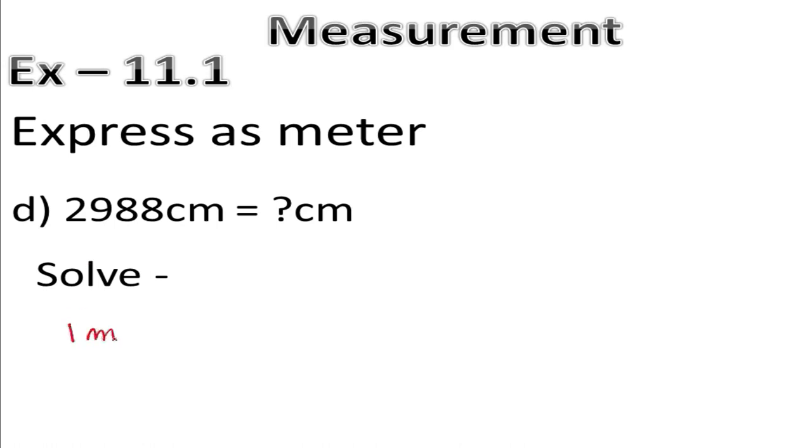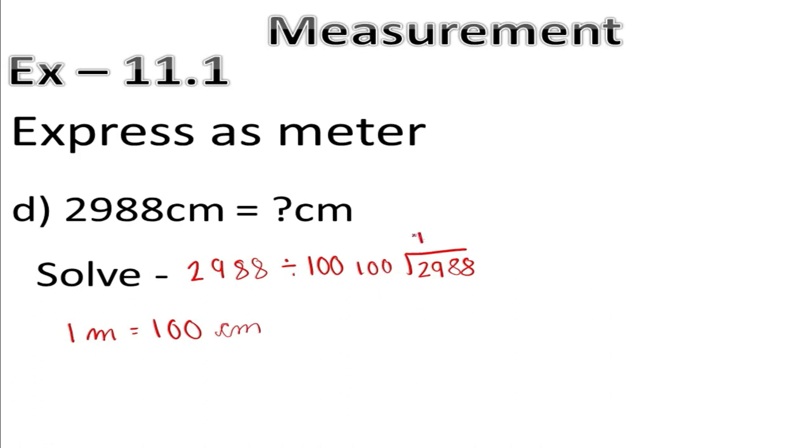As we all know, 1 meter equals 100 centimeter. So we will divide 2988 with 100. So let's divide 2988 with 100. 100 into 2 equals 200. We subtract, we get 98 as remainder. We bring that 8 down. We do it with 9. We get 900. We subtract, 88 remains. We add a decimal.